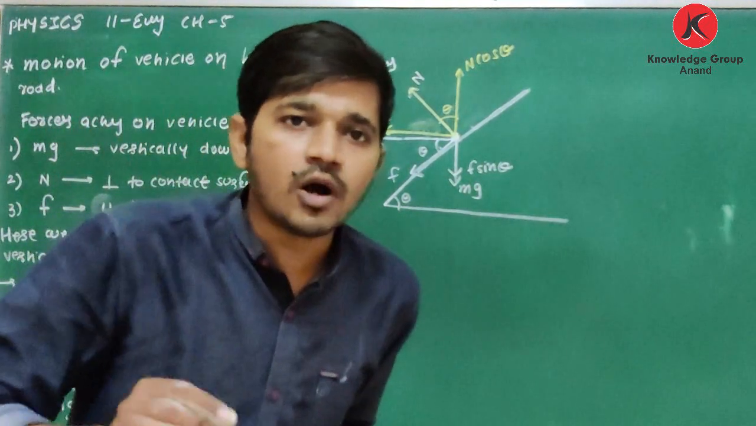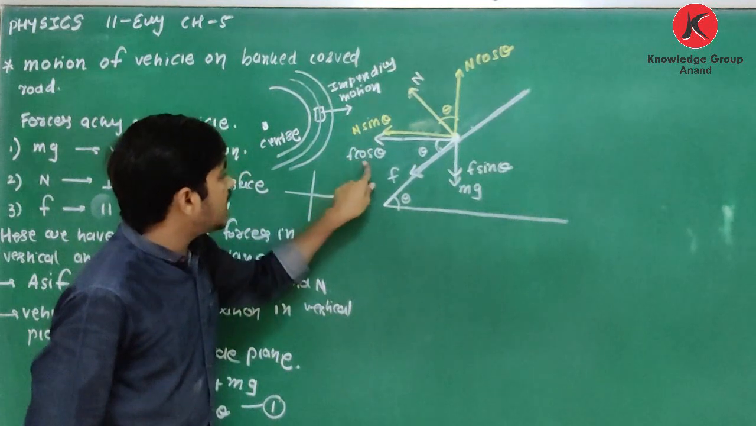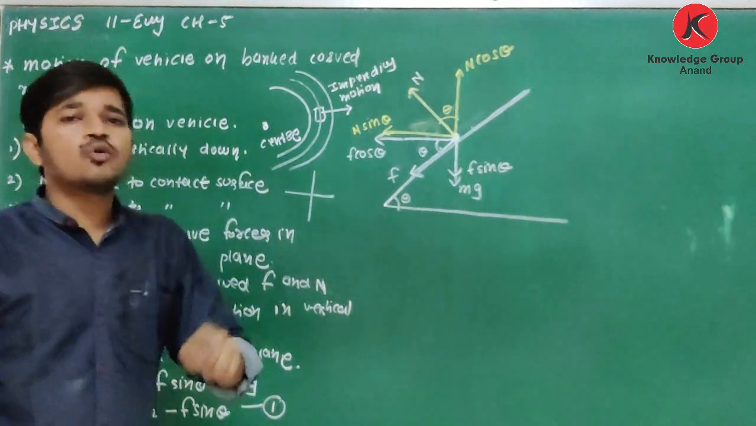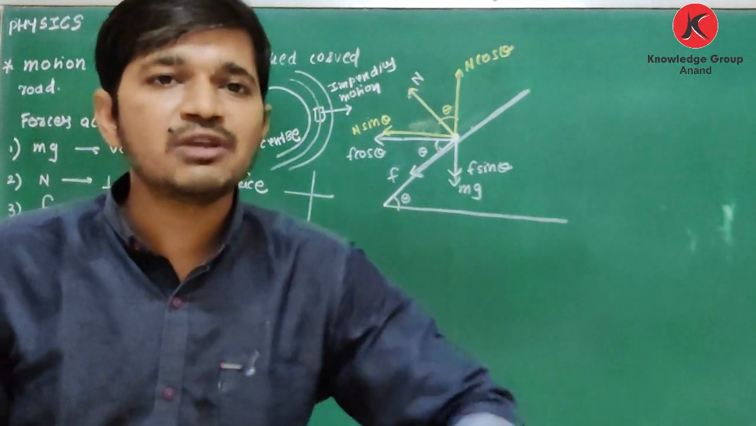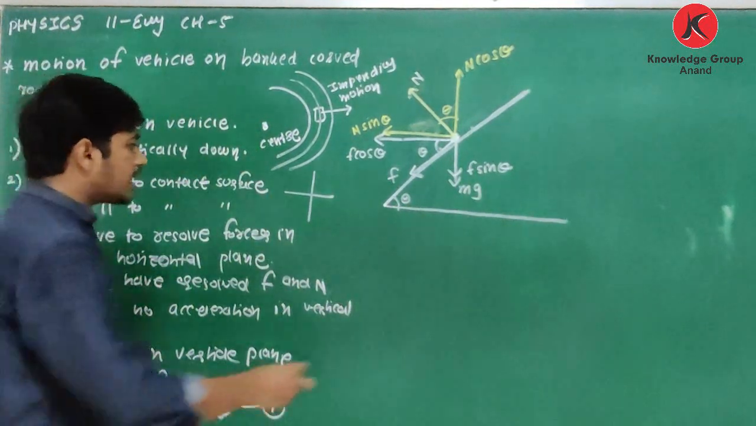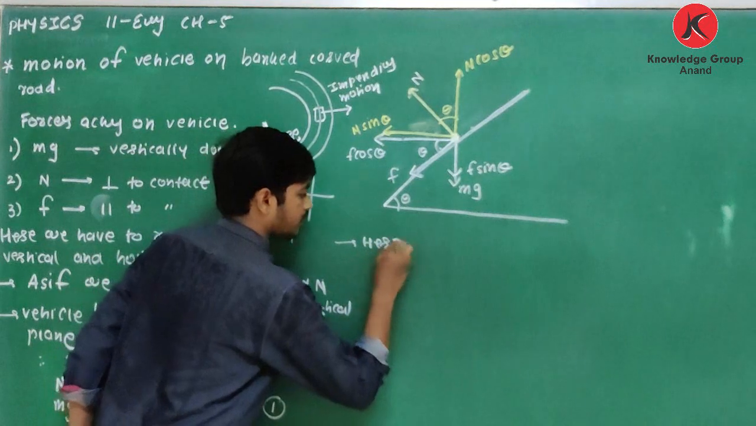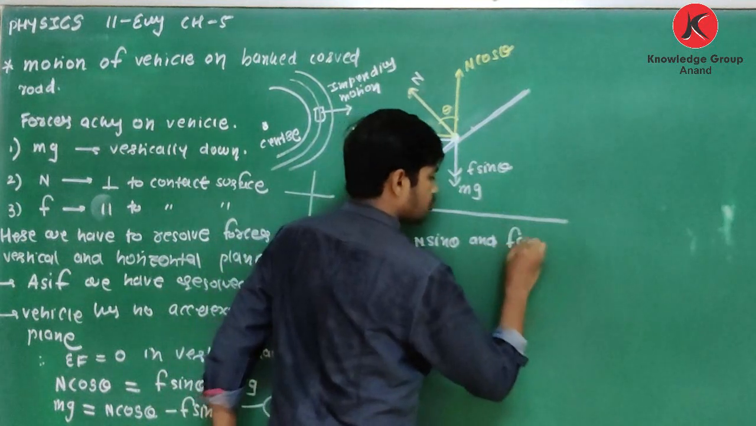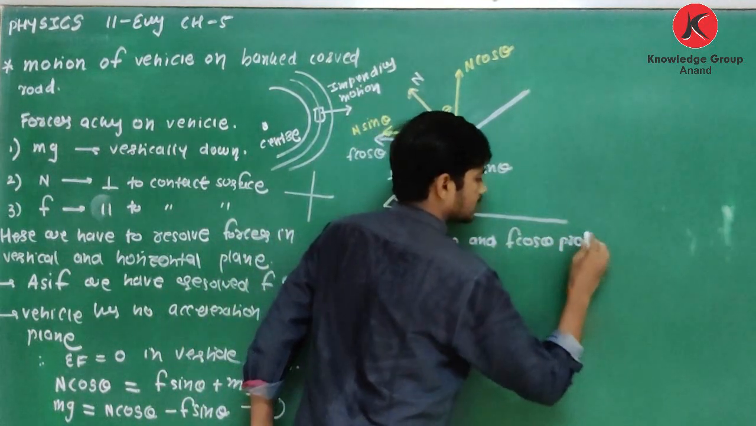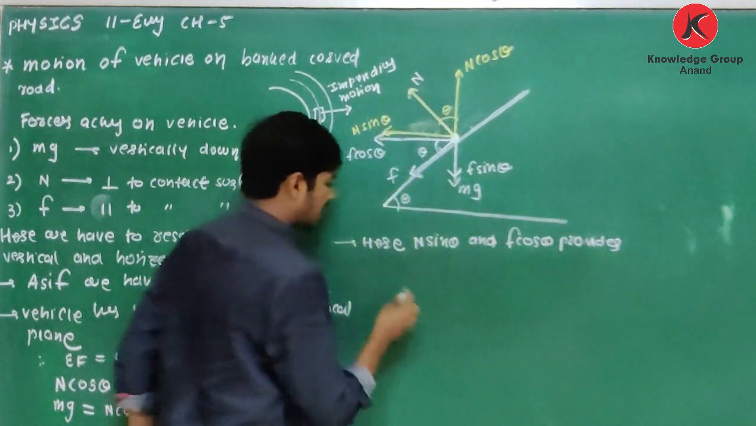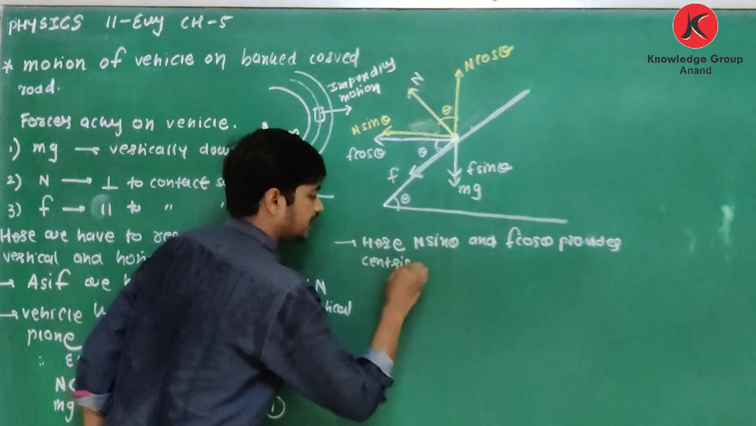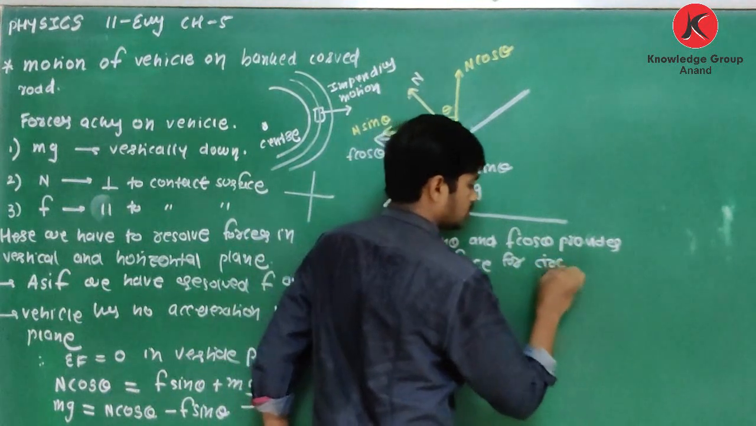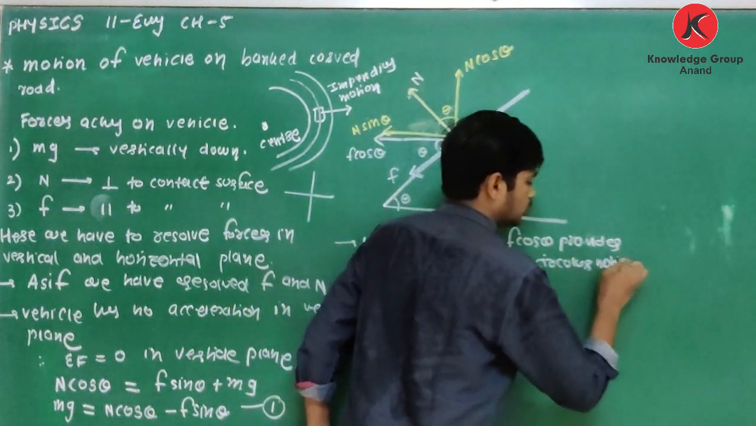Towards center. Yes, this n sin theta and f cos theta are acting towards center. It means these two forces are providing centripetal force for uniform circular motion. So here, how to write? n sin theta and f cos theta provide centripetal force for circular motion. Clear about this?